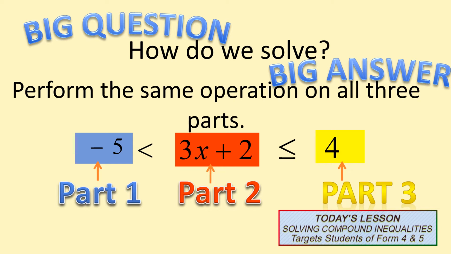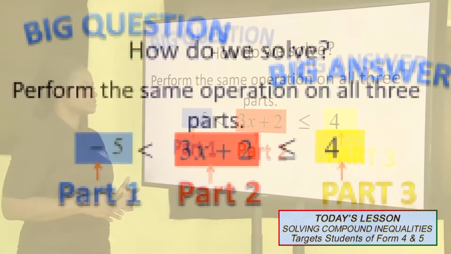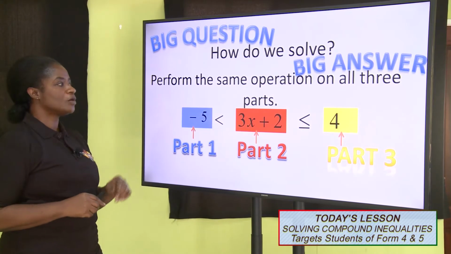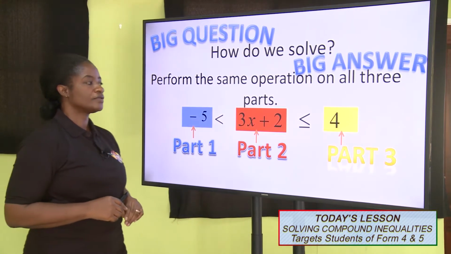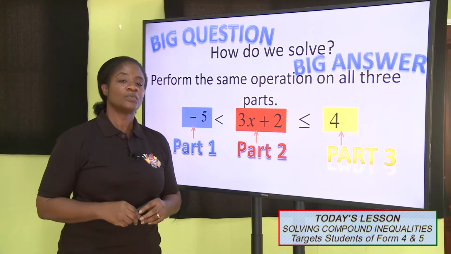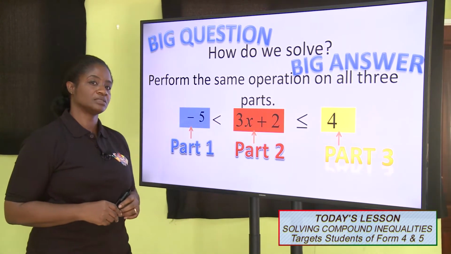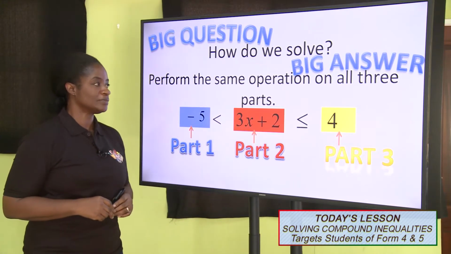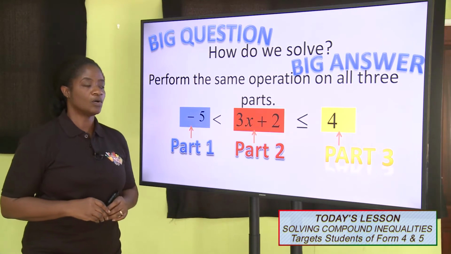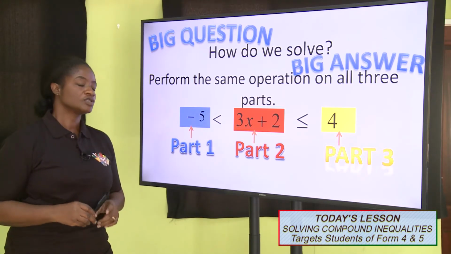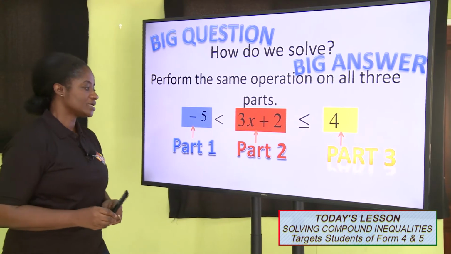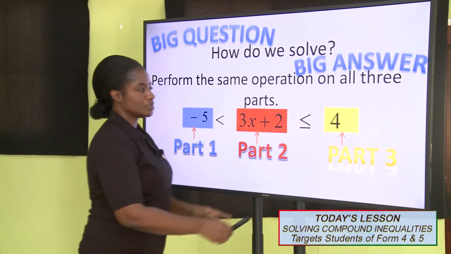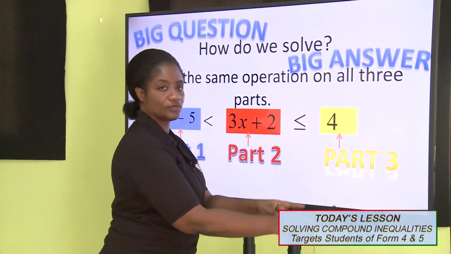So the big question is, how do we solve this compound inequality? Well, for every big question, there's a big answer. And the big answer is, perform the same operation on all three parts. I would like you to document this statement in your book. I read, perform the same operation on all three parts. Just to recall, the inequality has part one, part two, and part three.